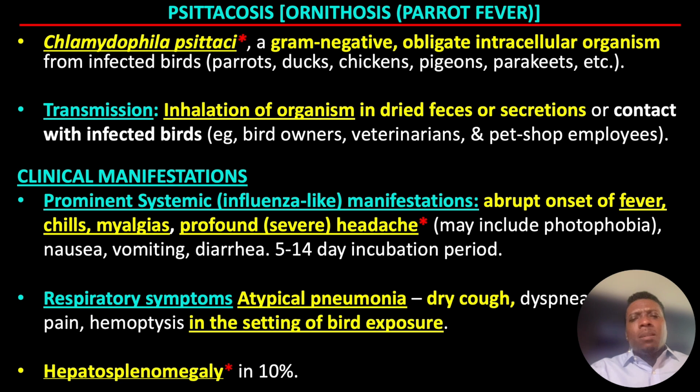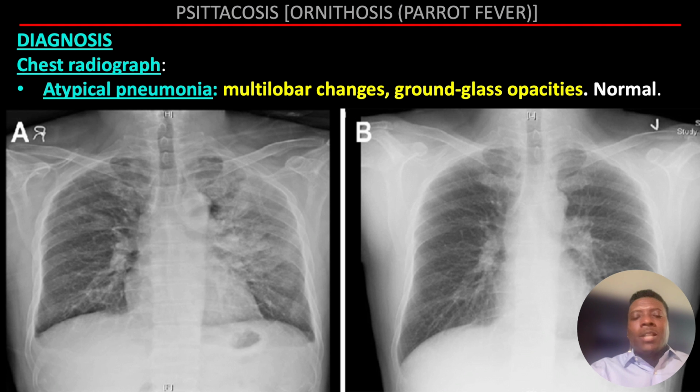So again, they present very similar to an atypical pneumonia: fevers, myalgias, malaise, very non-specific symptoms, but they can also develop severe headaches. That's a very classic thing for this condition. Also, fun fact is they can develop hepatosplenomegaly. The bacteria can infiltrate the spleen and the liver and cause hepatosplenomegaly in 10%. Not common, but classic for this condition. But most importantly is the history of bird exposure to make you think about this in your differential diagnosis.